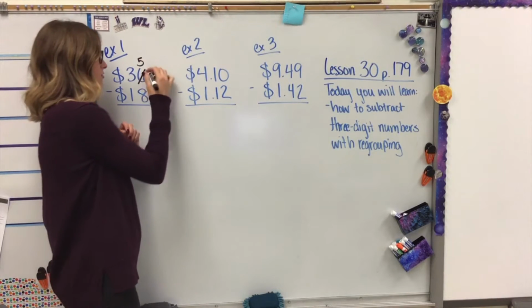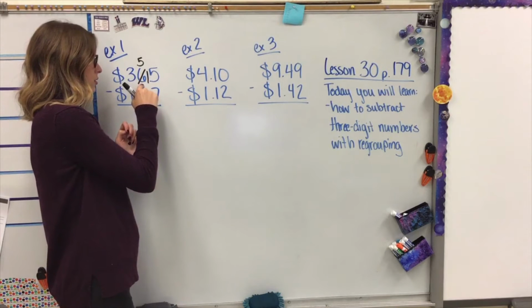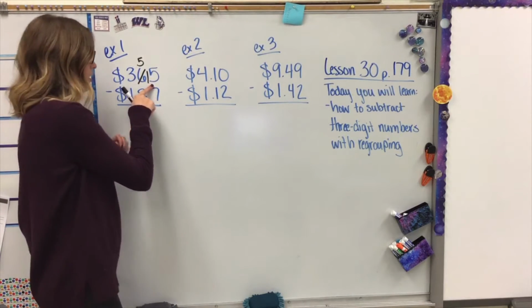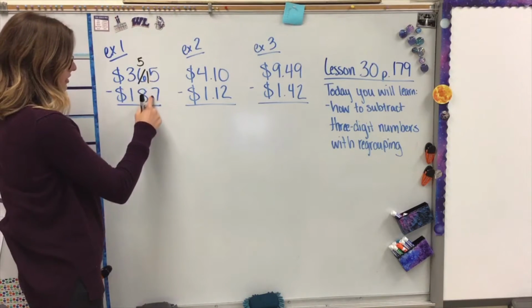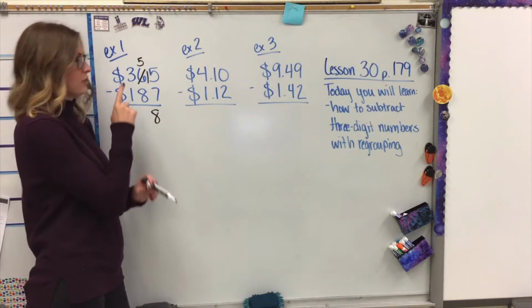And then we're going to change the 5 into 15 because we've got 10 ones that are getting added to this column, and 5 plus 10 is 15. Now we can subtract. 15 minus 7 is 8. All right, on to our next one.